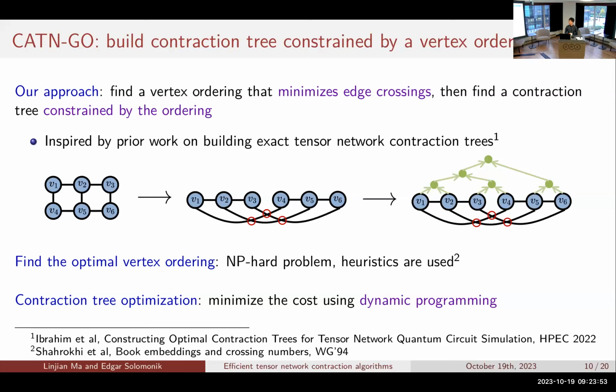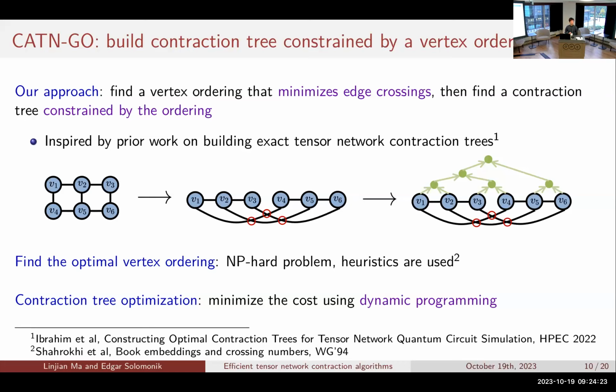And the algorithm is visualized in the middle figure. Here, the example tensor network contains 6 vertices, and we first generate a linear ordering that contains 3 edge crossings, and then we construct the contraction tree on top of this ordering. So note that all the contraction trees constrained by this ordering will have a number of swaps that is equal to the edge crossings. So for this example, the number of swaps will be just equal to 3.